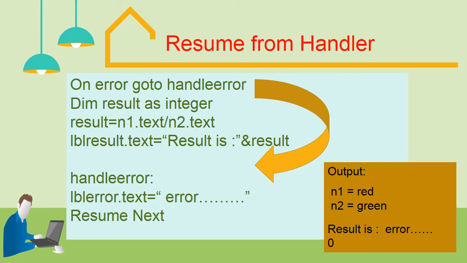Next is resume from handler. Here we are going to use the on error go to handle error statement. In that we are using the resume next statement. So when the error occurs, it moves to the go to handle error and skips the error and resumes from the next statement. So here when we give the input as string red and green, it displays the value in the handle error statement and also displays the result as 0.